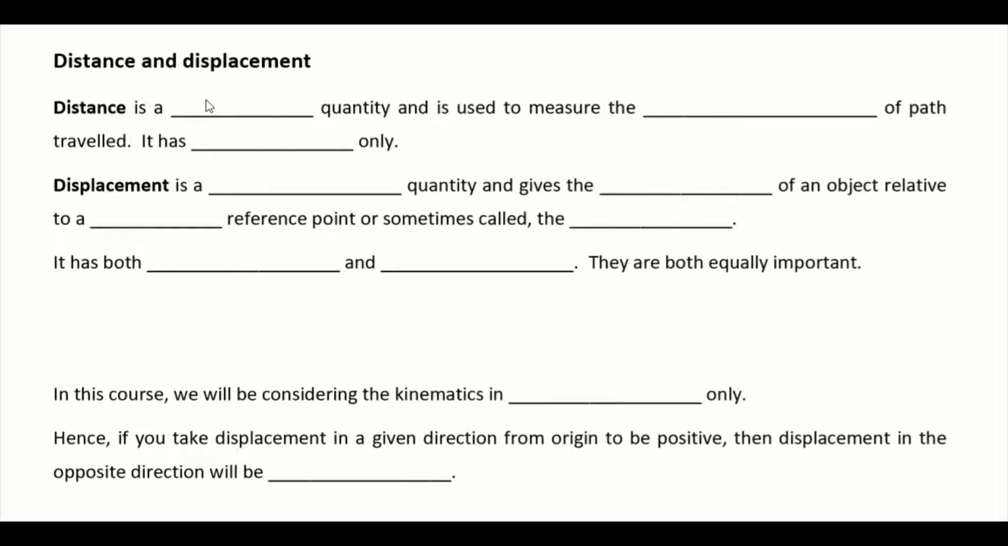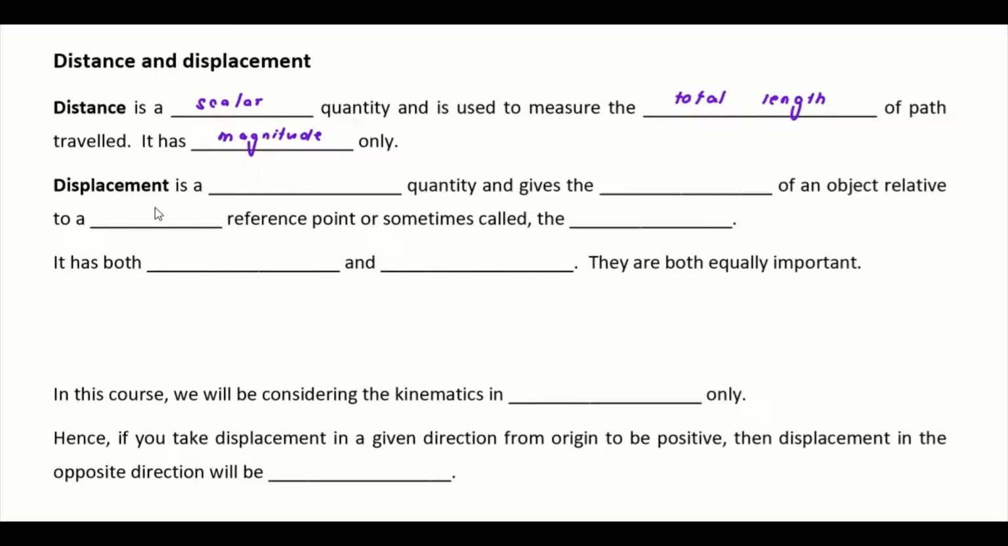Distance is a scalar quantity. It's a quantity that we use to measure the total length of a path. So if you are traveling from your home to your school, then the distance will be the total length the vehicle takes for you to reach the school. It has only magnitude. When we measure a length, there's no negative length, right? We wouldn't say this pen is negative 5 cm. That's similar to distance, because with distance we talk about the total length as well.